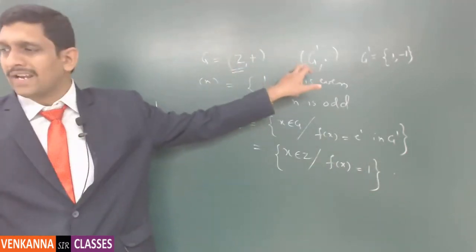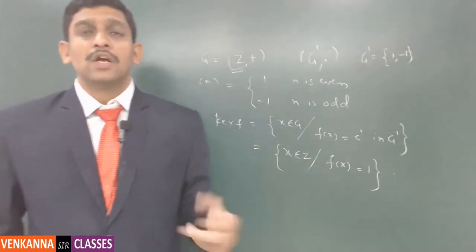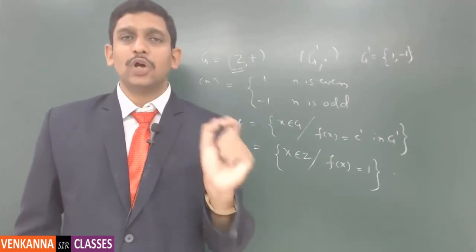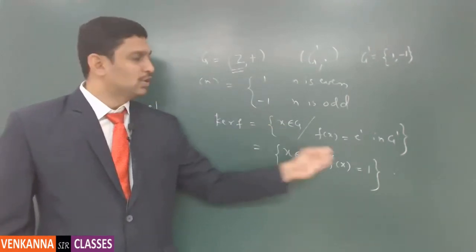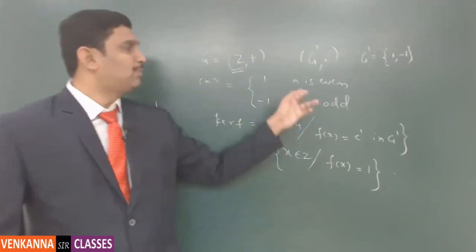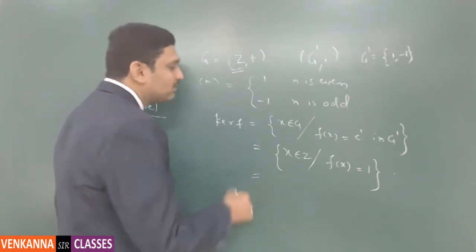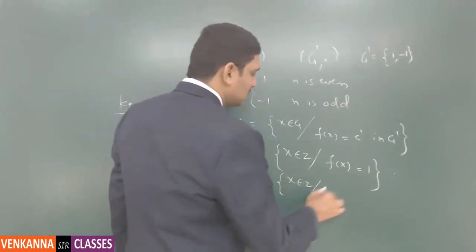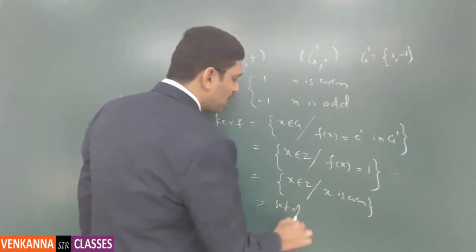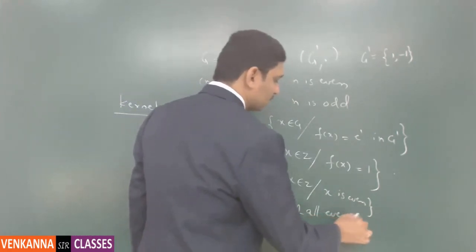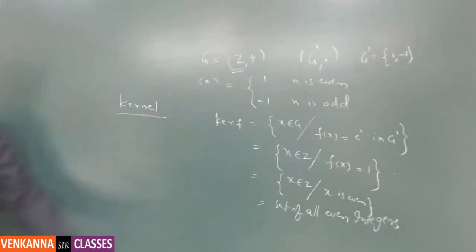Because in the codomain it has only two numbers, 1 and -1. The operation is multiplication. So what is the identity element with respect to dot? It is nothing but 1. So you are selecting the elements in the domain whose image is 1. From the definition, if you take an even number, then only it will come. So this is the set of all x belongs to Z such that x is even. So the set of all even integers. This is the kernel value for it.